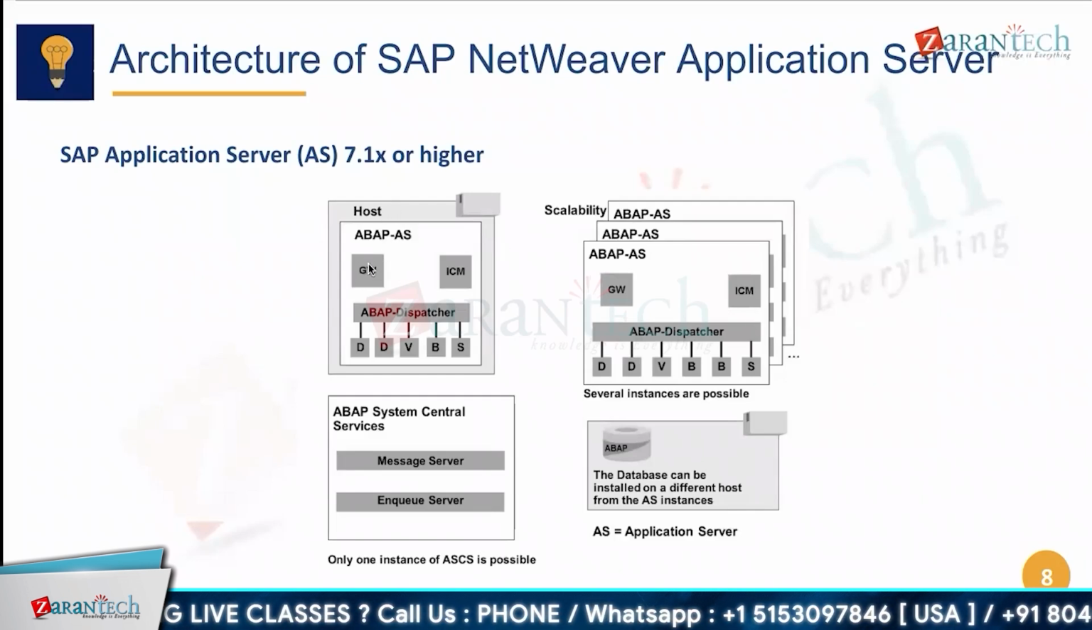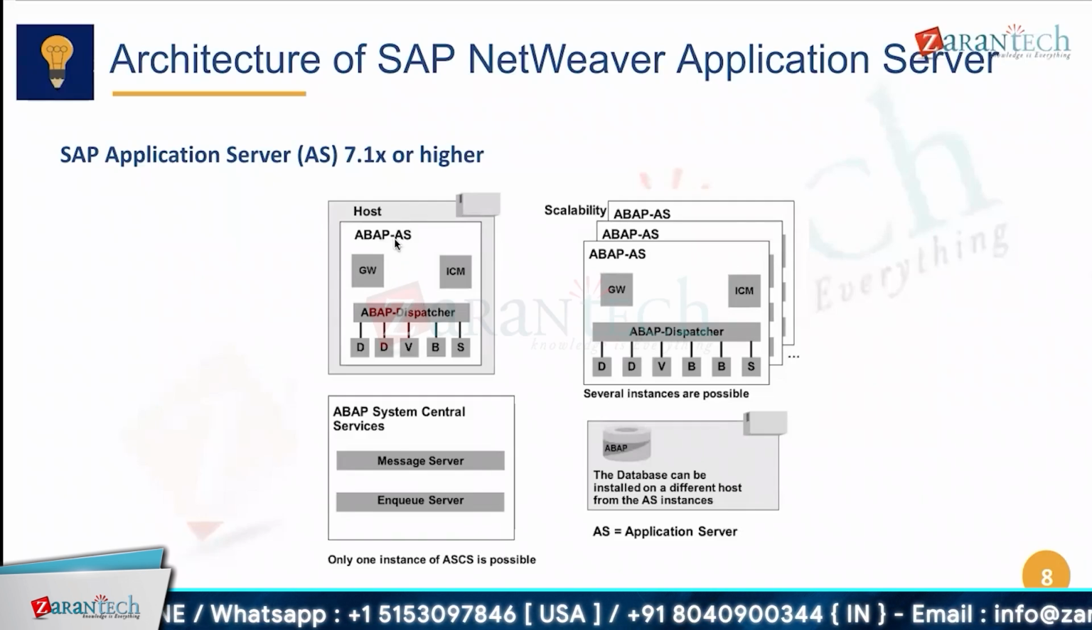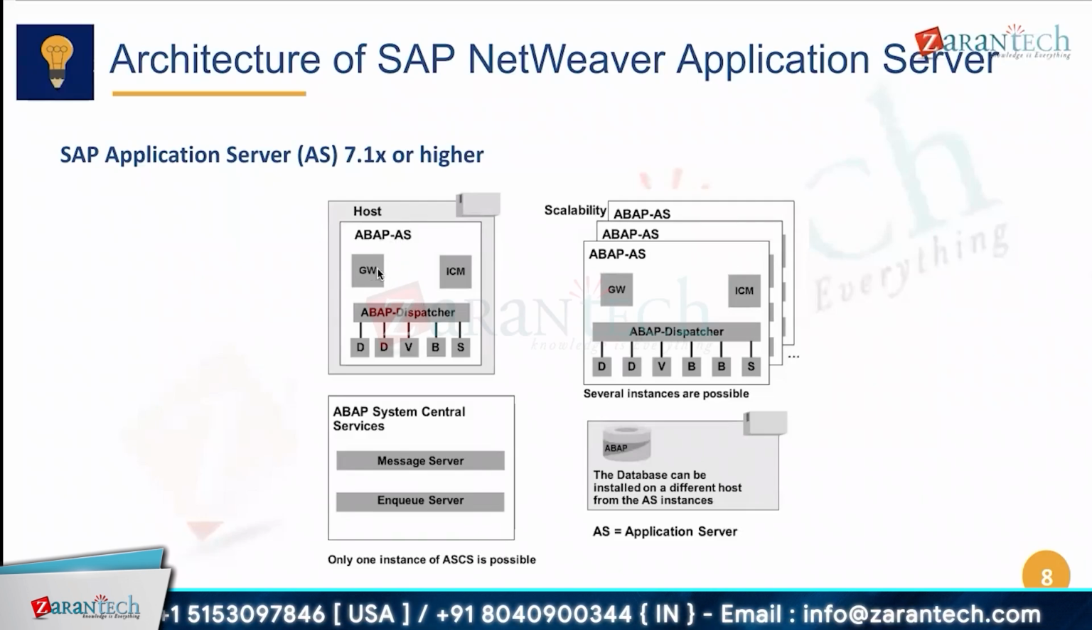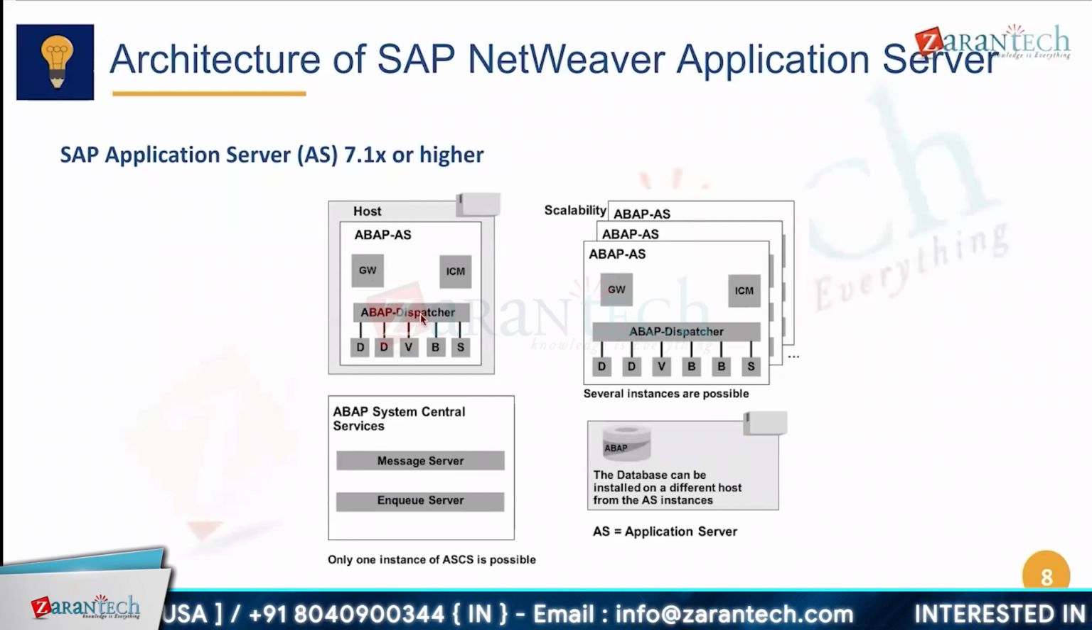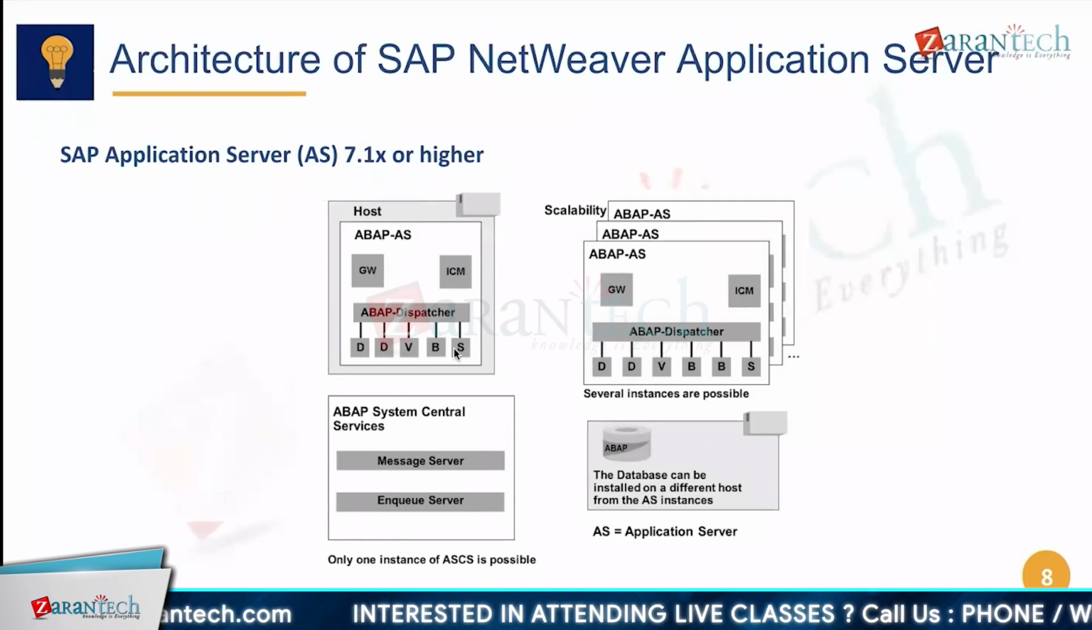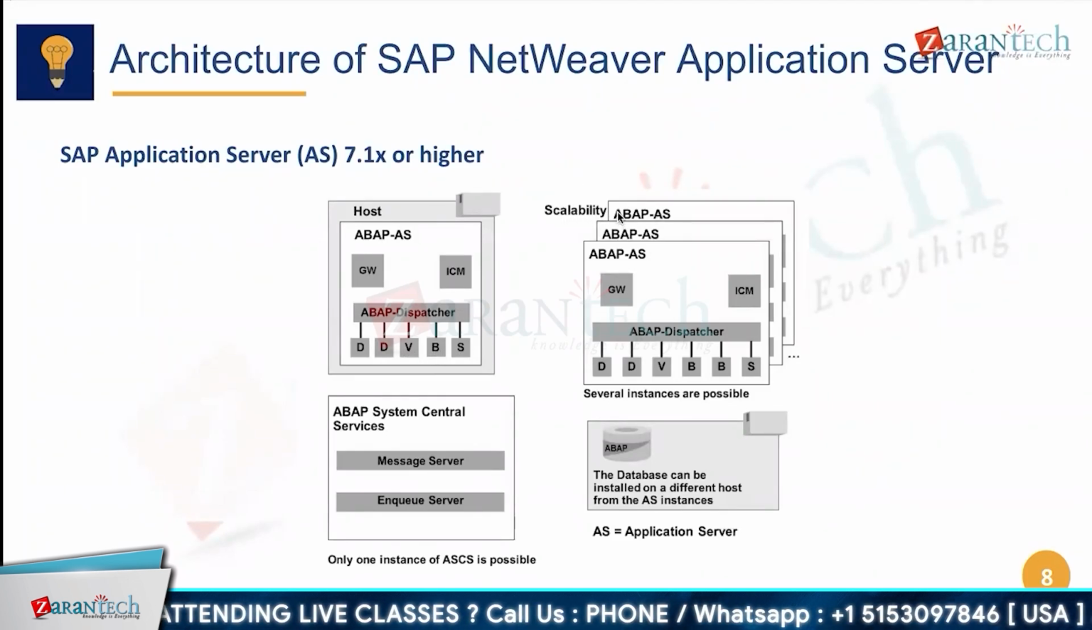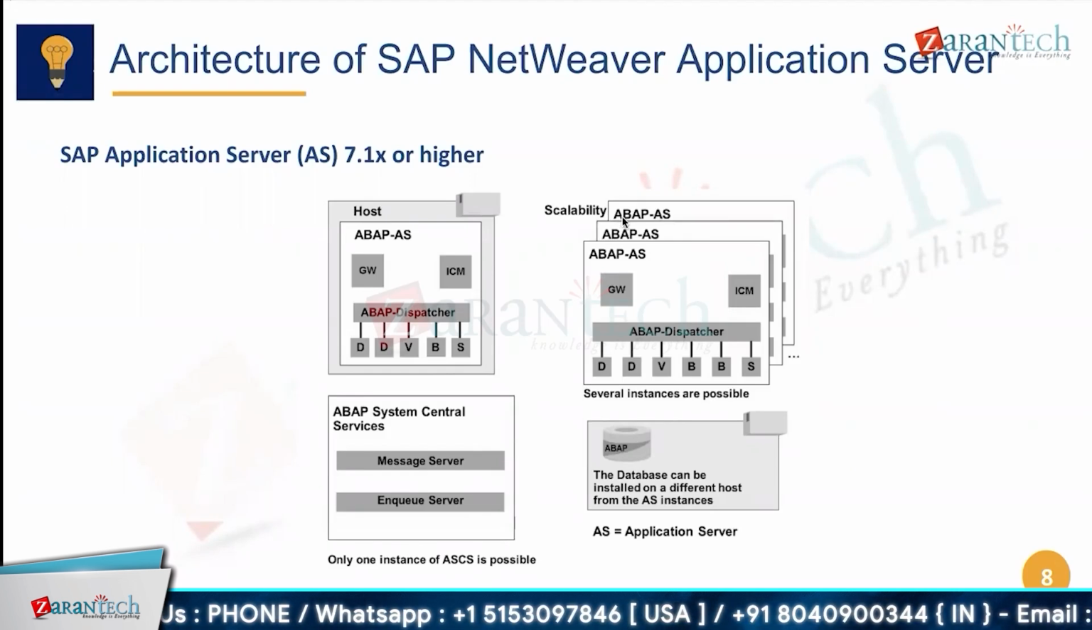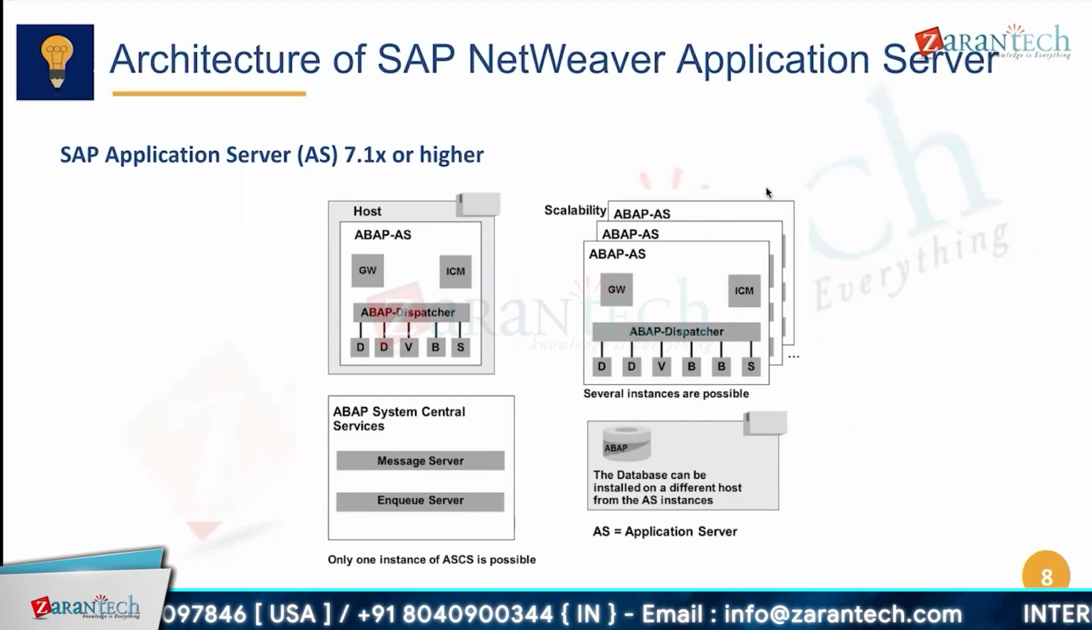So these are the processes you have in an ABAP application server: gateway, ICM, and the ABAP dispatcher. The ABAP dispatcher handles the work processes: D for dialog, V for update, B for background, S for spool. For scalability you can add additional application servers, AAS, the correct term. So you see 1, 2, 3 here, and you can increase them.